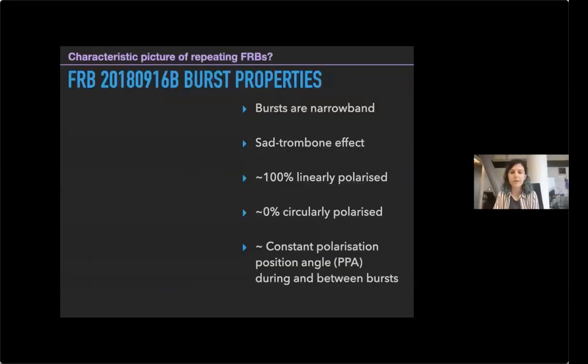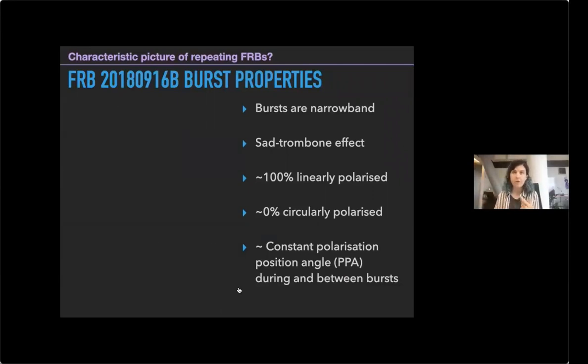So first, I'll start with FRB 2018-0916b, or R3. We're starting to see observationally a characteristic description of repeating FRBs in the burst properties. This might help to classify FRBs into subpopulations, or maybe that will confirm that repeaters and non-repeaters are physically different.